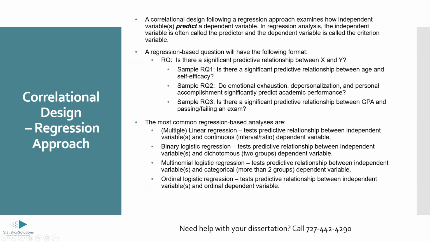So at the bottom here, I have 4 bullet points for different types of regression models. The type of regression model you run is 100% contingent on your dependent variable. So if you have a continuous dependent variable, you can run a linear regression. And if you have multiple predictors, like in research question 2 here, it's called a multiple linear regression.